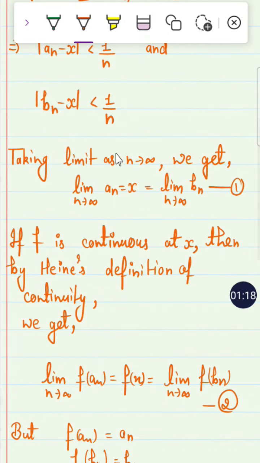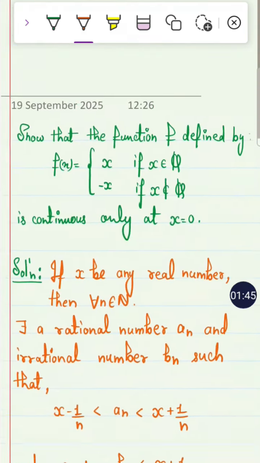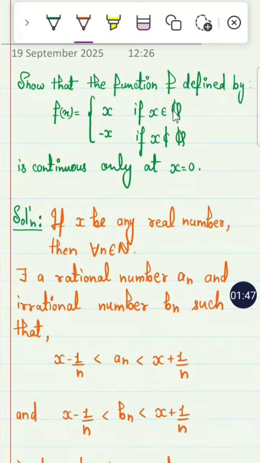Taking the limit as n tends to infinity, this gives that the limit of a_n is x, and the limit of b_n is also x, so both are equal. If f is continuous at x, then by the definition of continuity, f of a_n equals f of x and f of b_n also equals f of x, because the limits of both are equal. But we know that the value of f, if x is a rational number, is x, and if x is an irrational number, it is minus x.